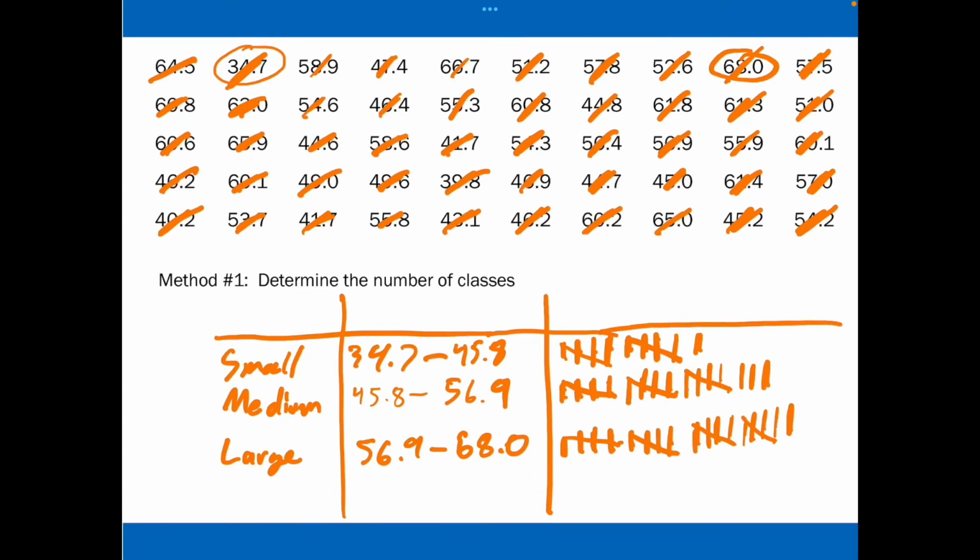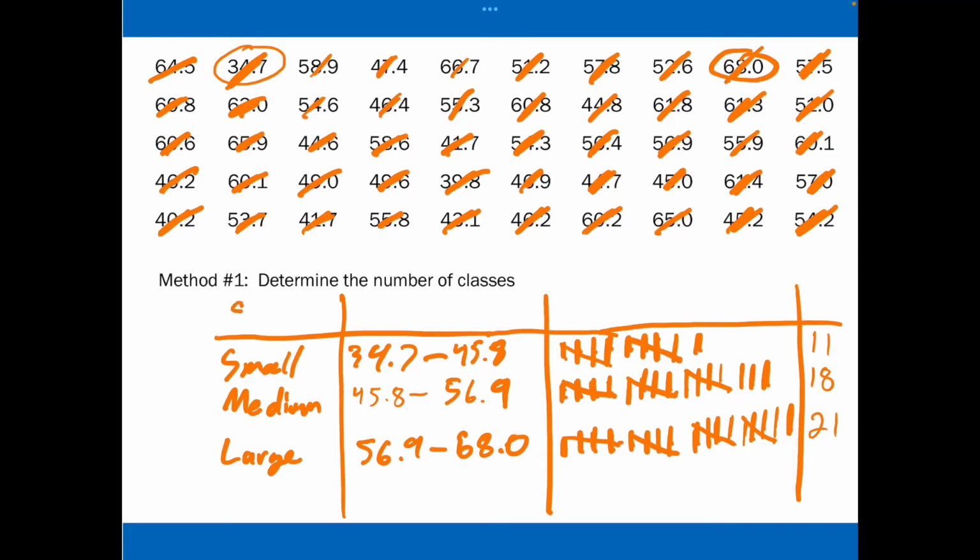There, now that we've got that one done, all that's left is just to count them up, and we can see what our frequency is. So it looks like for this small size, we got a frequency of 11. For our medium size, we had a frequency of 18. And for our large size, it looks like we had a frequency of 21. And this is how we can create our table.